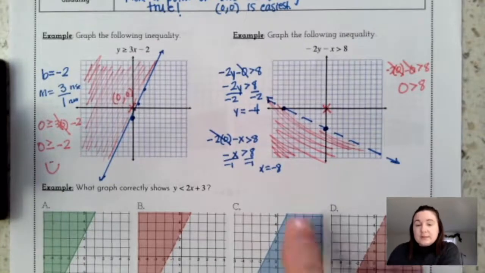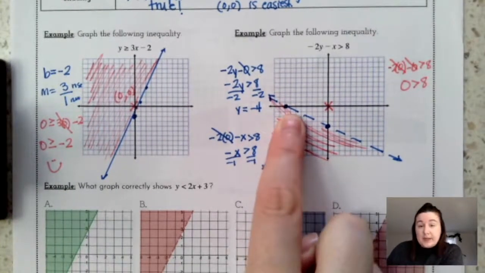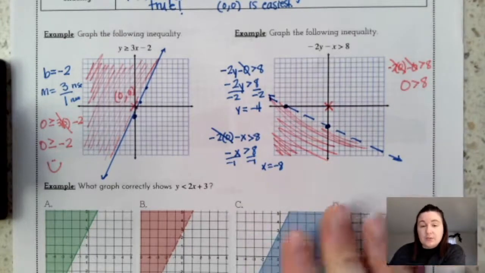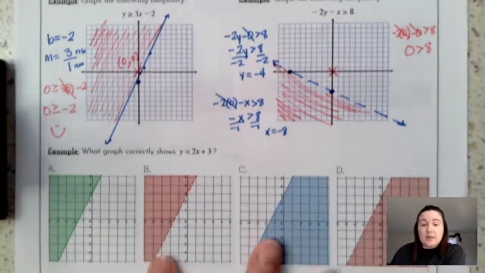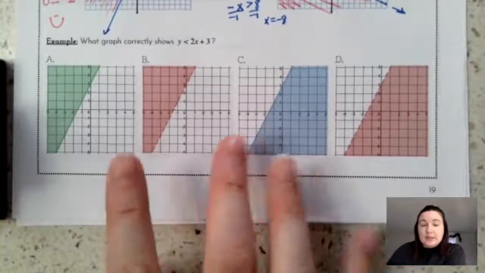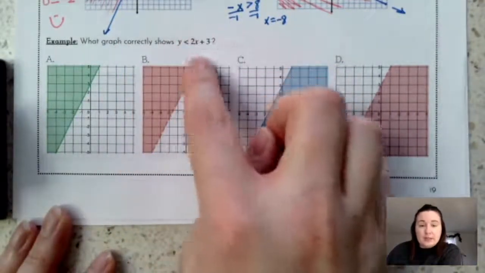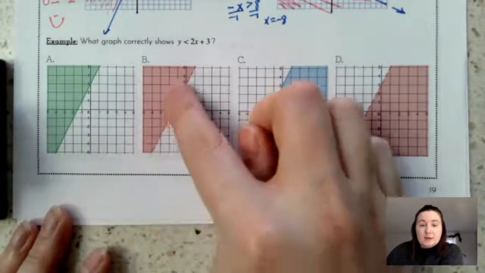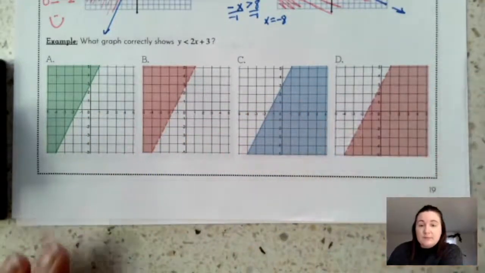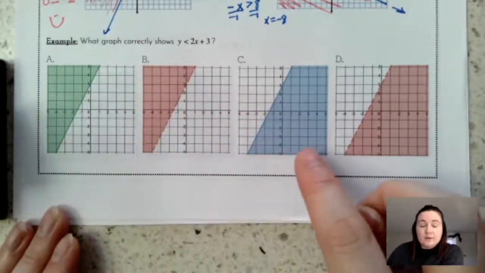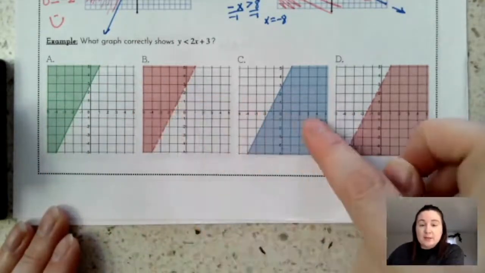And so the basics that you have to decide is solid or dashed, and then shade above or shade below. Those are the two things you need to know how to do because yours will be multiple choice. So this one asks what graph correctly shows this inequality. You can see the line is all the same. What's different is where it's shaded. These two are shaded above, but one's solid and one's dashed, and these two are below, one solid, one dashed.